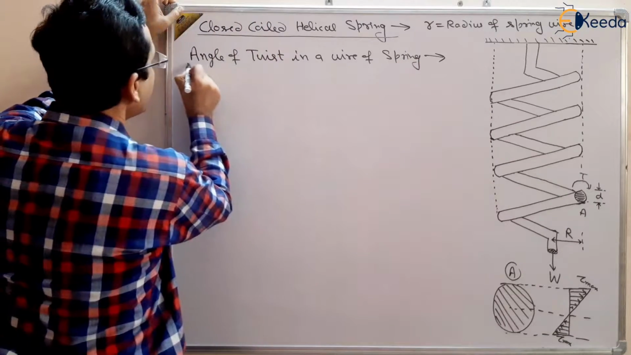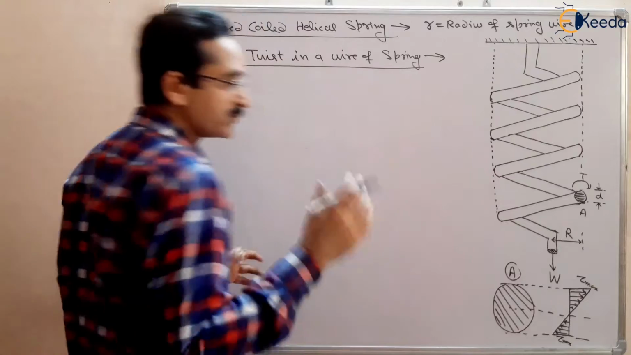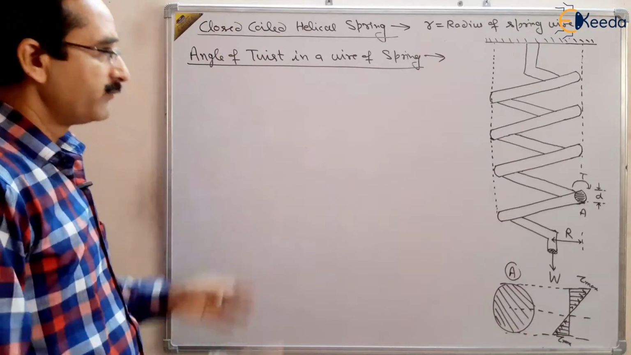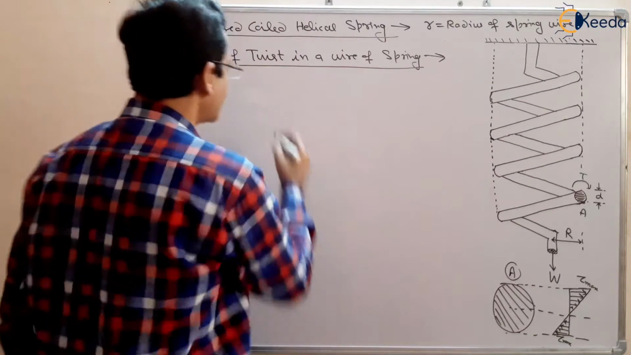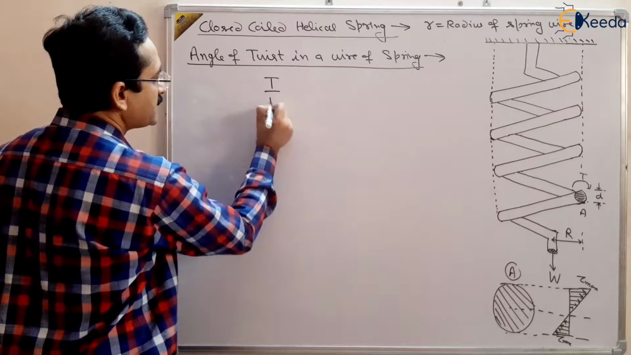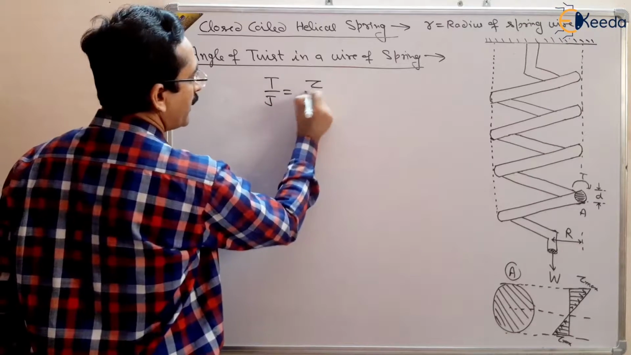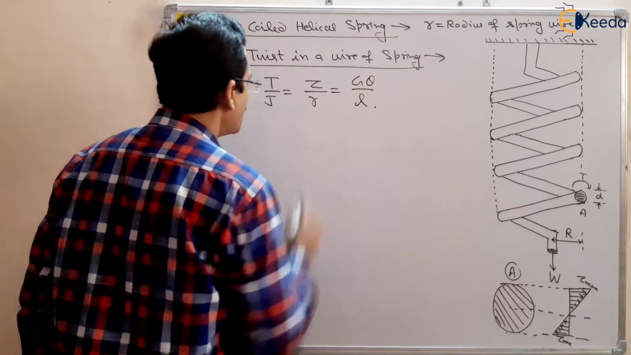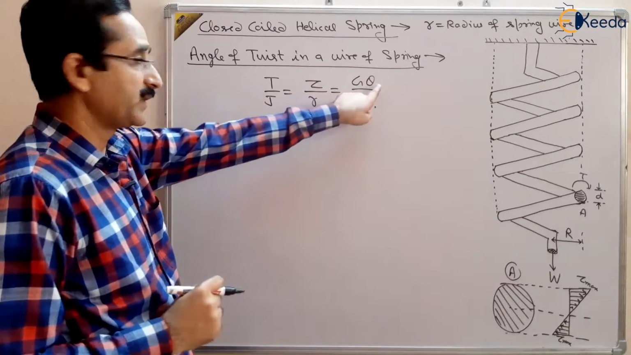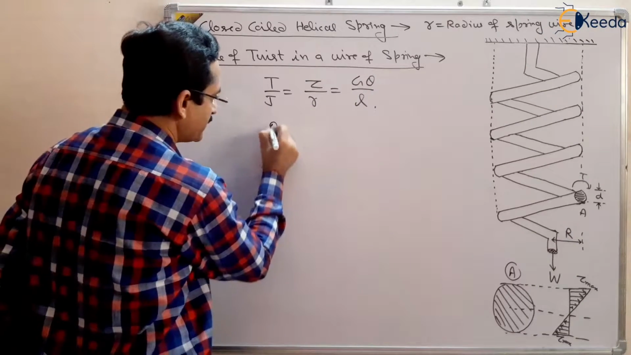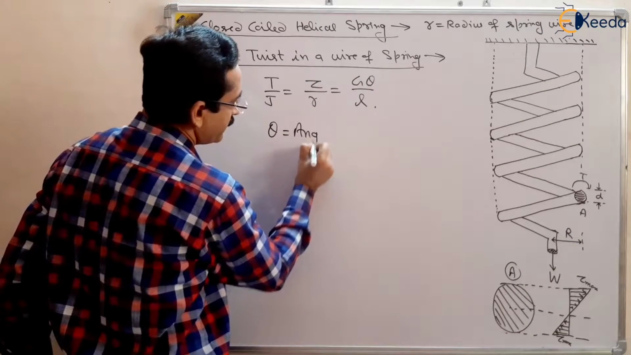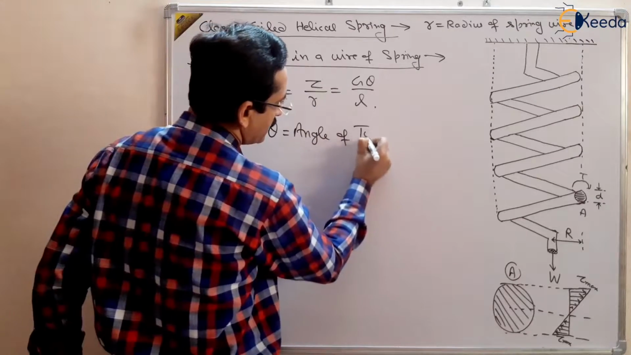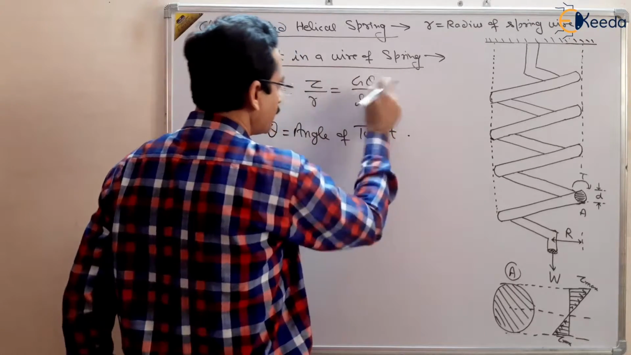So what will be the angle of twist in the closed coil helical spring? We have to go to our torsion equation, the basic torsion equation. What is that? T by J equal to tau by R equal to G theta upon L. Here it is theta. This theta is basically the angle of twist, and this we have to find out.